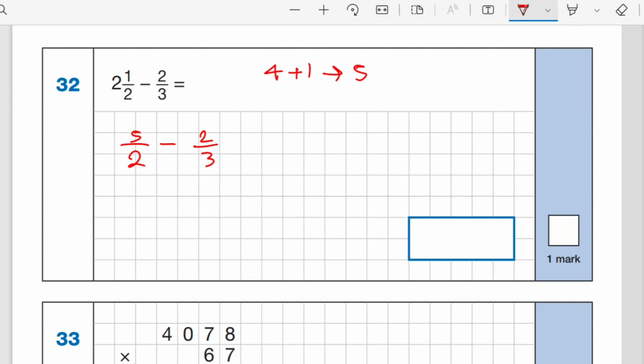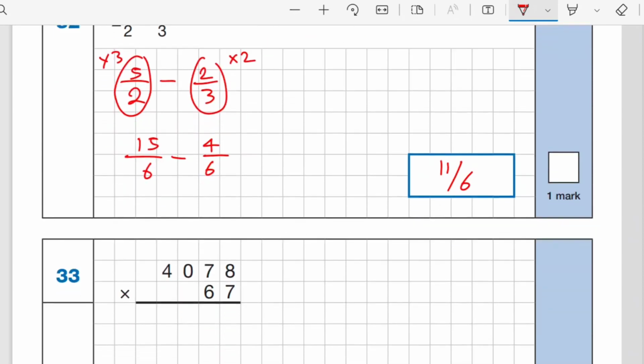Now what we're going to do, we're going to circle both fractions and then times the left side by the other denominator, which is 3, and times the right side by the other denominator, which is 2. And that's how you make them have a common denominator, because that's exactly what we want. So if you times the left side by 3, you get 15 over 6. Times the right side by 2, you get 4 over 6. And now 15 take away 4 is 11. So the final answer is 11 over 6. Nice.